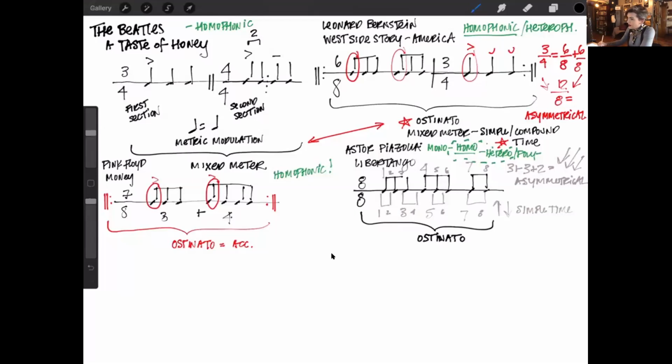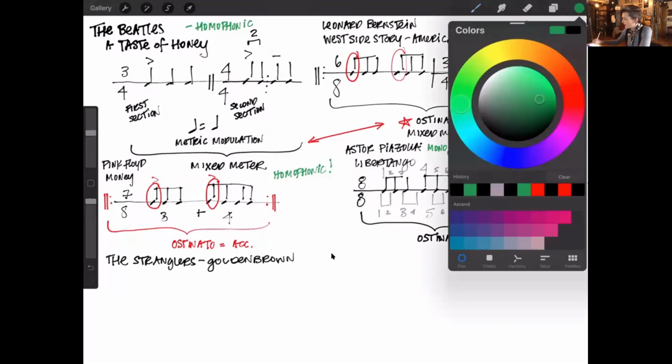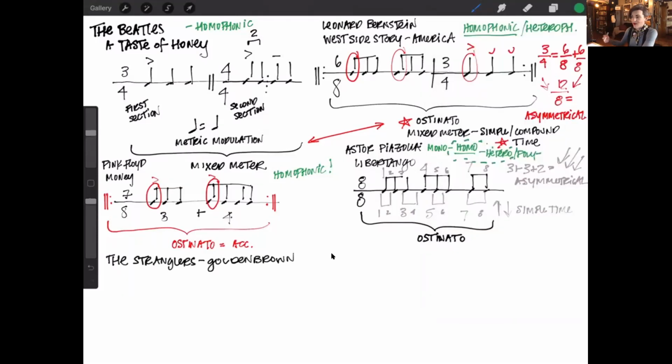So that was the Stranglers, Golden Brown. I hope you noticed that we were listening to mostly the lead singer and everyone supporting. So it was indeed homophonic texture.